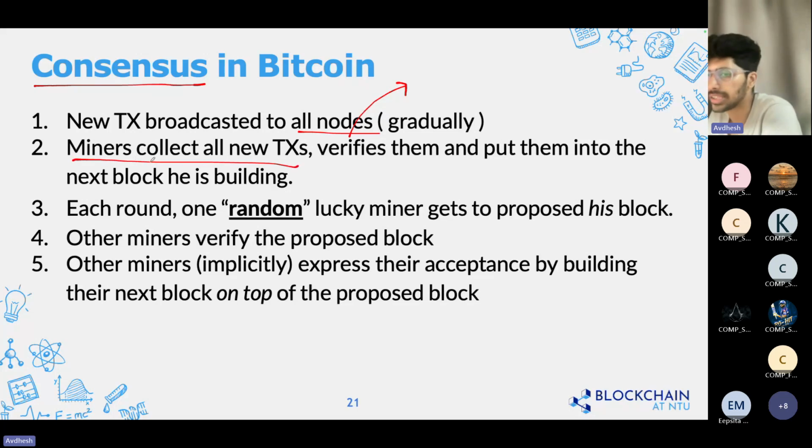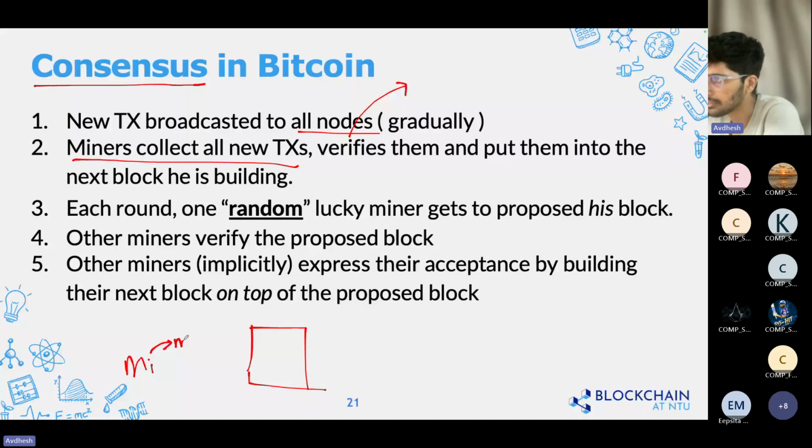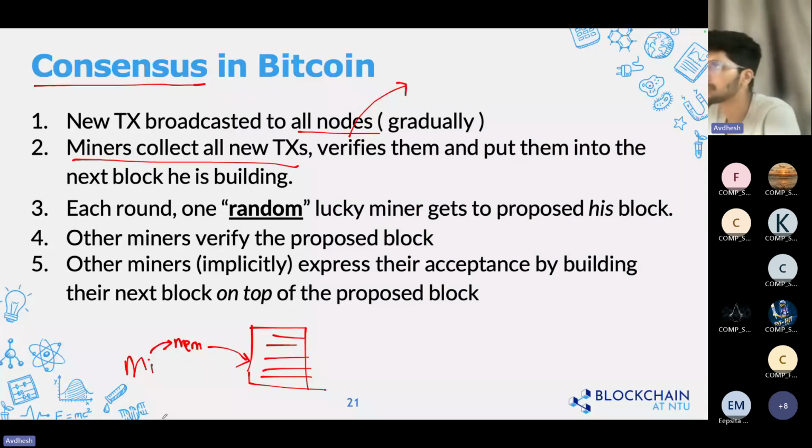Then what does the miner do? Miners collect all the new transactions, verify them, and put them into the next block they are building. There's this block that the miner is building. There's nothing inside here, but the miner is secretly extracting every transaction from the mempool and adding it to the block like this. That is what miners do. And each round, a random lucky miner gets to propose his block.